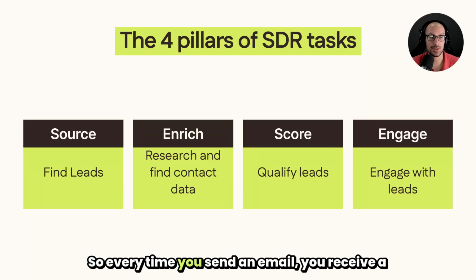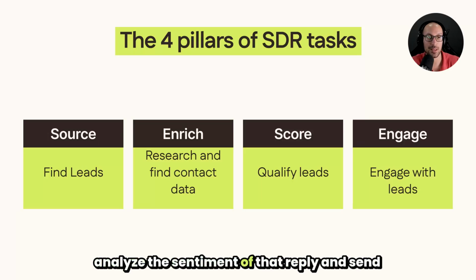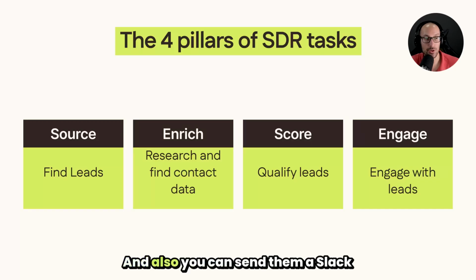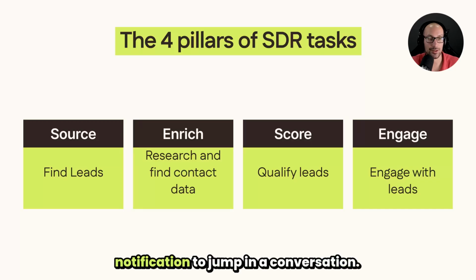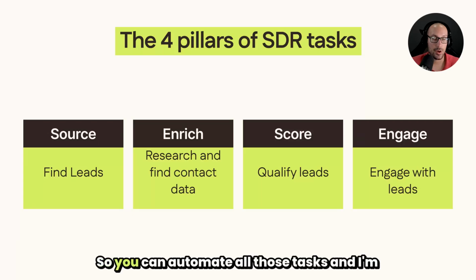So every time you send an email and you receive a reply, you can send that reply back to Clay to analyze the sentiment of that reply and send it to your CRM so your reps can have the information there. And you can also send them a Slack notification to jump into a conversation or call them when you find a really hot lead. So you can automate all those tasks.